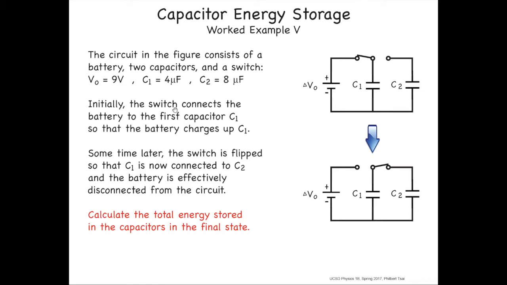All right, so initially we connect a 9-volt battery up to the 4 microfarad C1 and let that battery charge up that capacitor. And then at some later time, we flip the switch from the left position to the right position, thereby disconnecting the battery and allowing C1 and C2 to be now connected in parallel with charge already deposited on C1. All right, so the question is: calculate the total energy stored in the 2 capacitors in the final state.